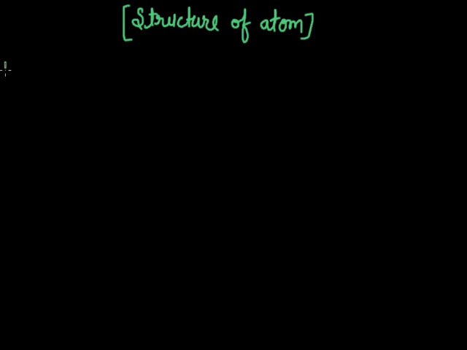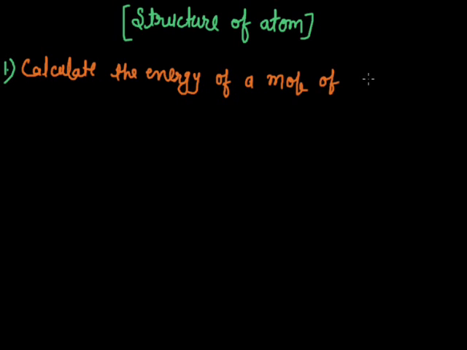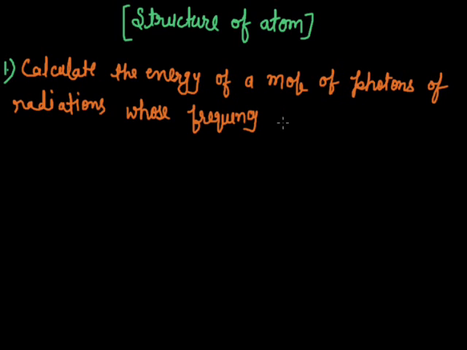So the first numerical is: calculate the energy of a mole of photon of radiation whose frequency is 5 into 10 to the power 14 Hertz. The question is to calculate the energy of a mole of photon of radiation whose frequency is 5 into 10 to the power 14 Hertz. So firstly we should come to know what values we have been given.